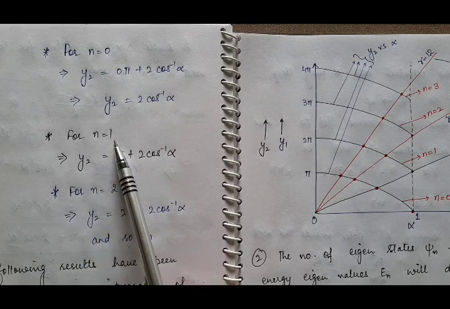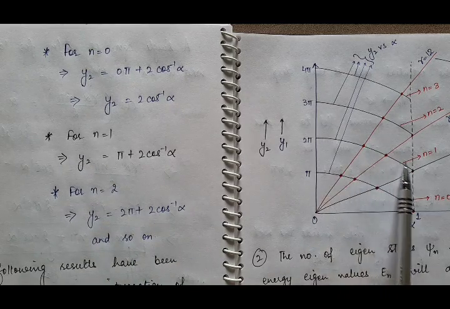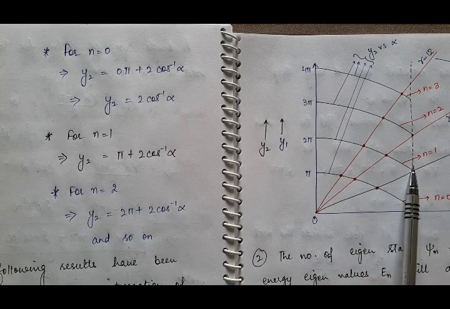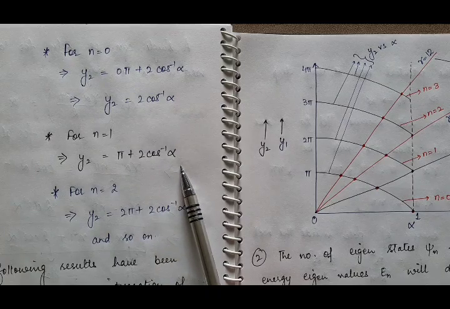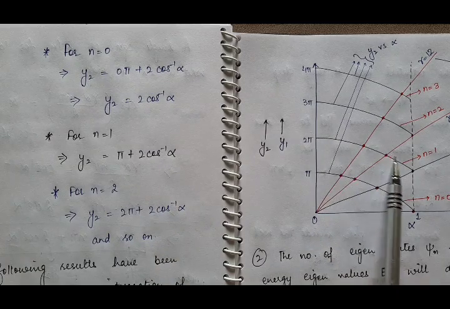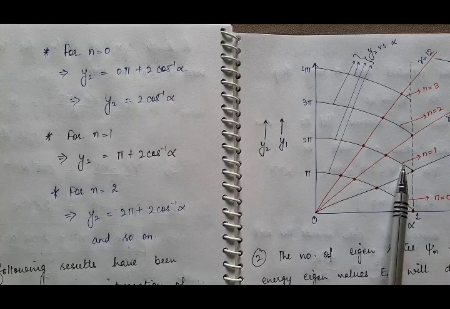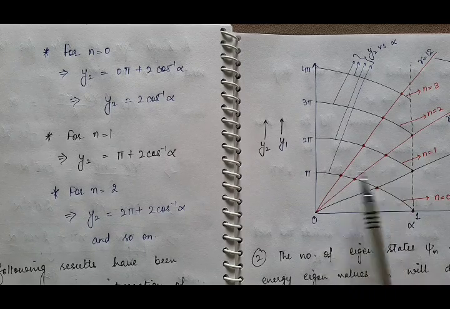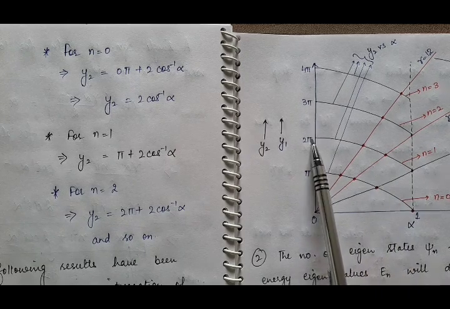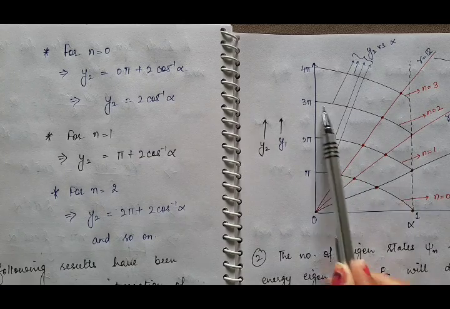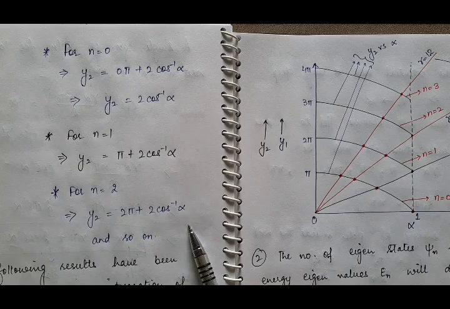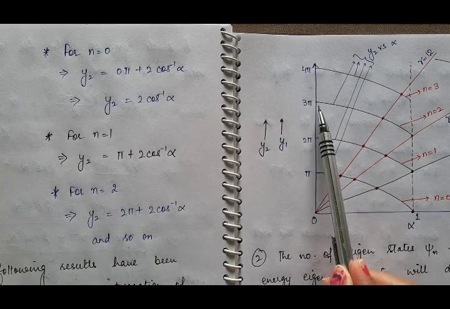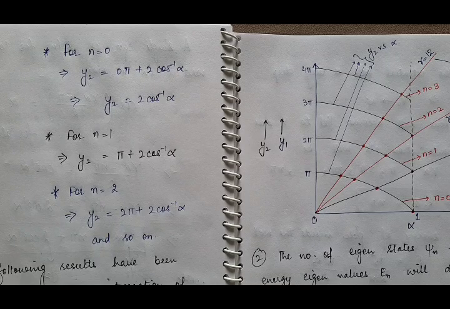Similarly, for n is equal to 1, corresponding to this curve, what is the value of y2? y2 is equal to n pi, n is 1, so pi plus 2 cos inverse alpha. So here y2 is equal to pi plus 2 cos inverse alpha. You can see its value is greater than pi. Similarly, for the n is equal to 2 curve, y2 will be 2 pi plus 2 cos inverse alpha, and so on, for n is equal to 3, 4 and so on.